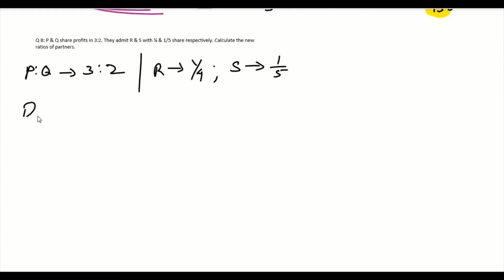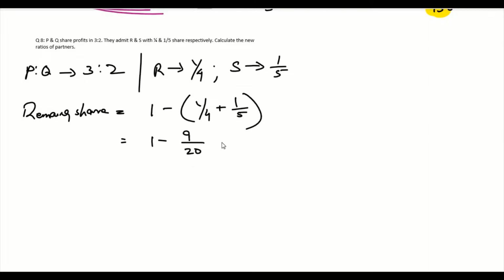Now first we need to find the remaining share of profit. Assume that 1 is the total profit of the firm, 1 minus the share given to R, which is 1/4, the share given to S, which is 1/5. Okay, that is equal to 1 minus 9/20, that is equal to 20 minus 9/20, which is equal to 11/20. So 11/20 is the remaining share that has to be divided by P and Q.